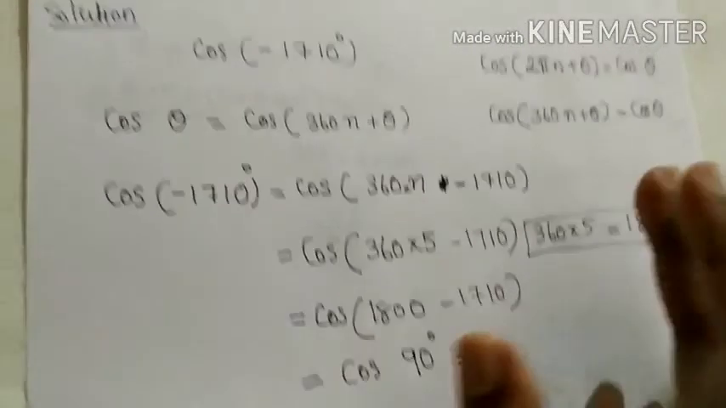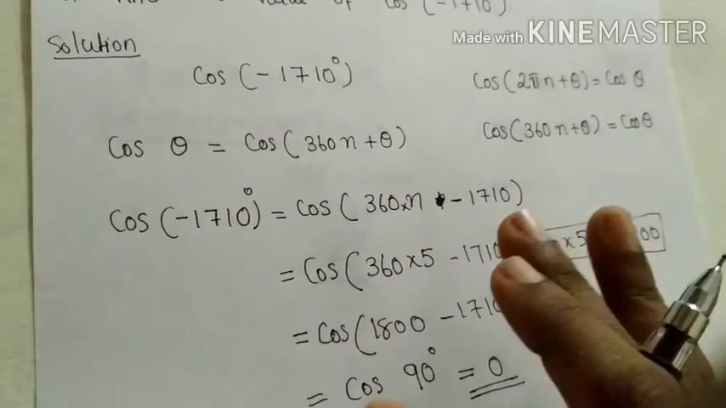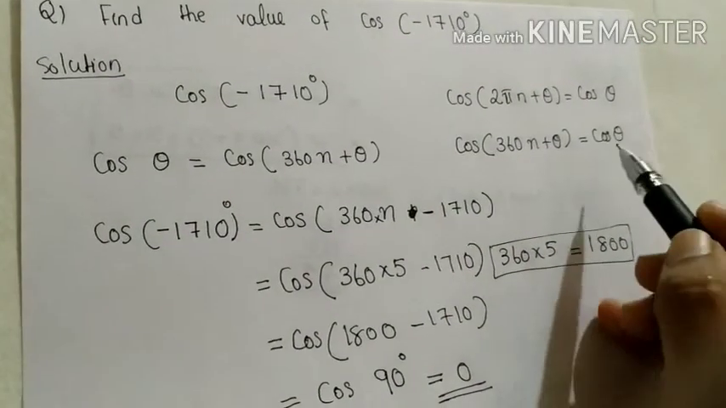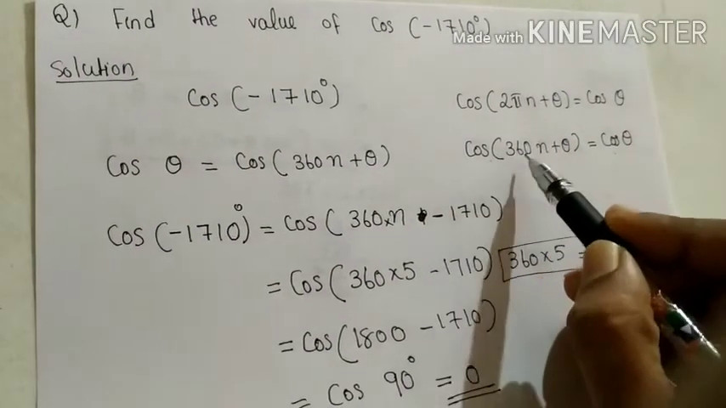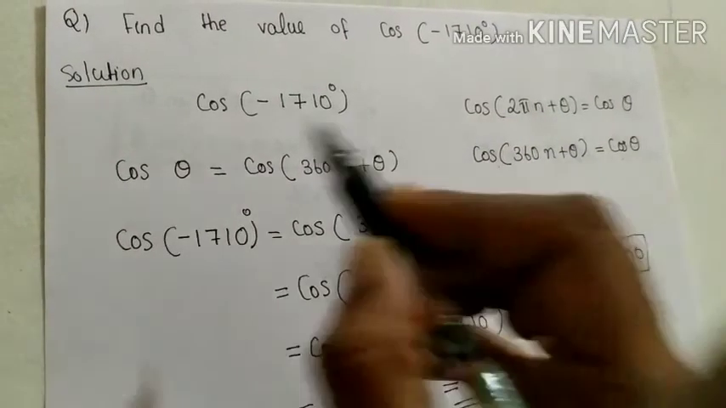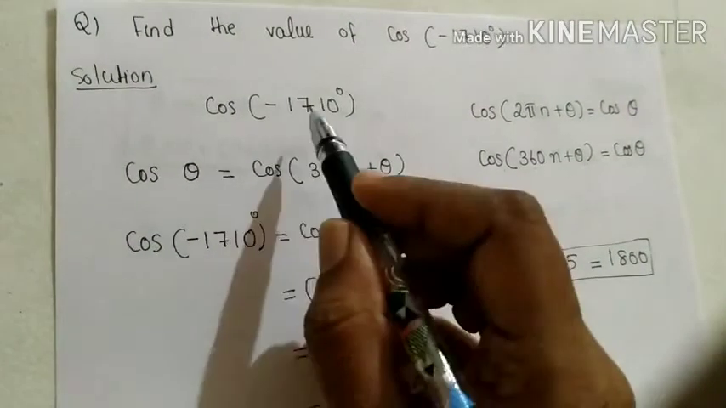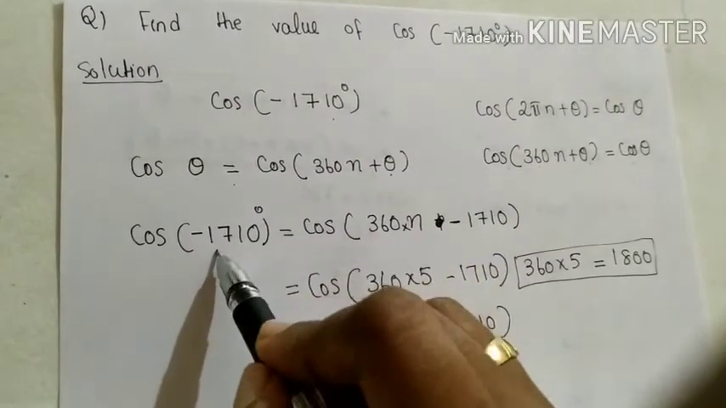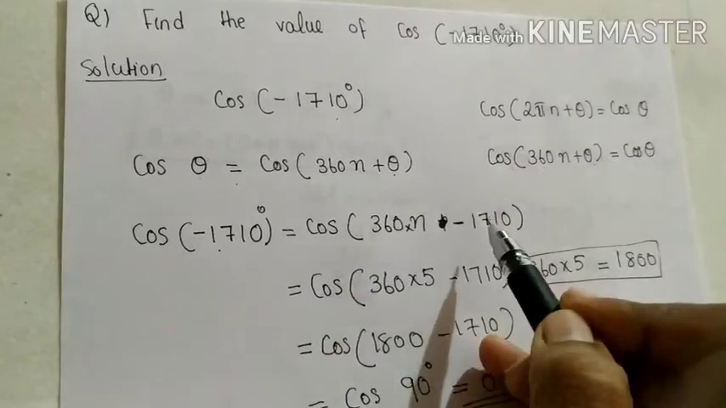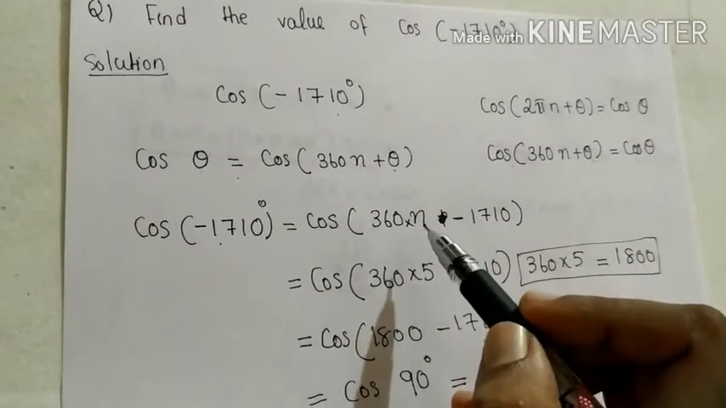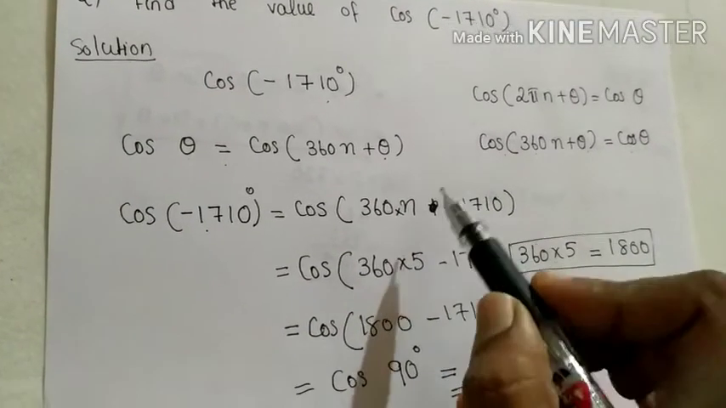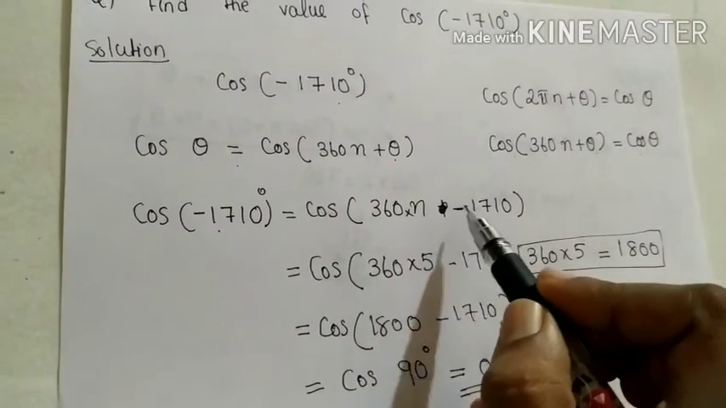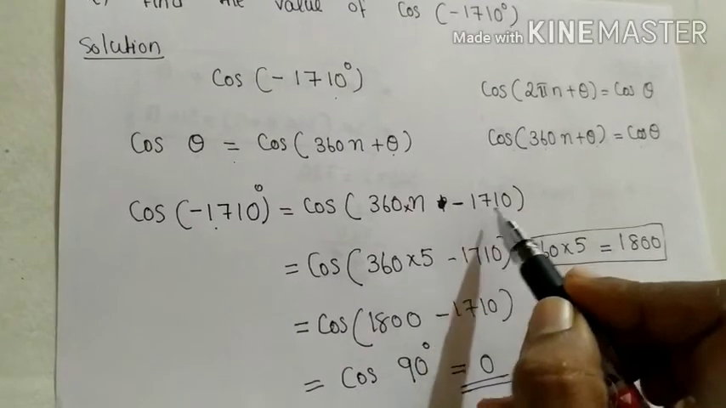Okay, so here note that using this result, that is cos theta is equal to cos of 360 n plus theta. Here theta is given, so just replacing this theta, we get this step here, and next we are going to calculate the value of n.